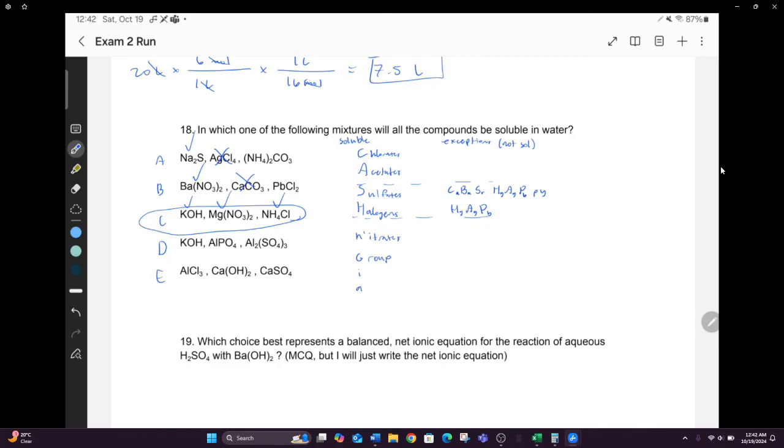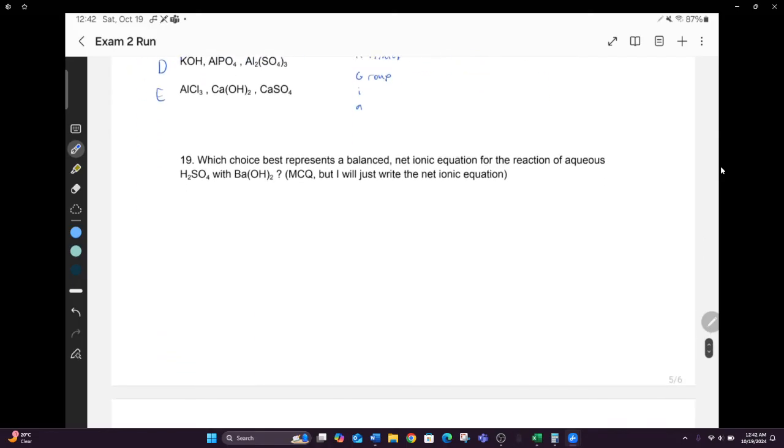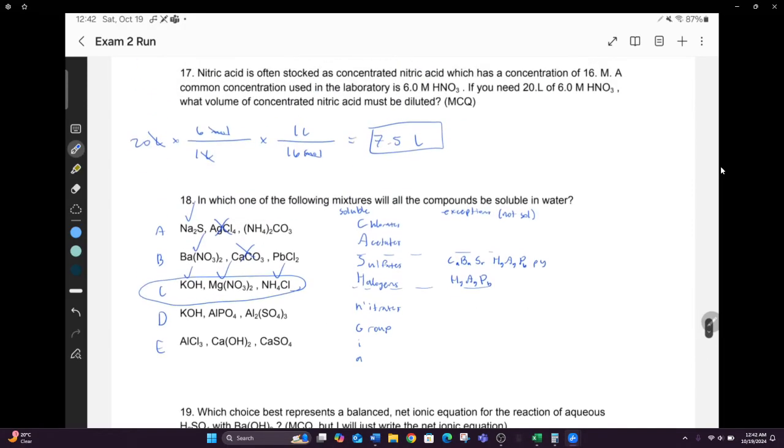All right, question 19. Which choice best represents a balanced net ionic equation for the reaction of aqueous H2SO4 with BaOH2? So, a net ionic equation is basically everything needed to make anything. If you're looking at your products and they are something aqueous, you don't have to worry about them, right? So let's think. What's one of our soluble things here?